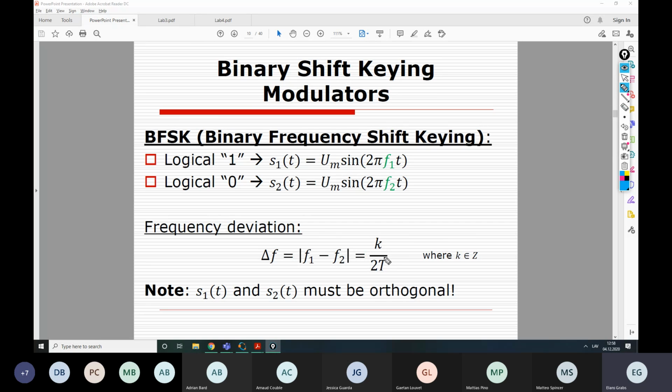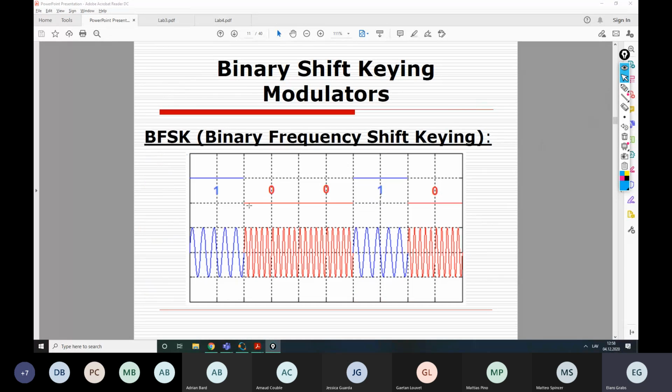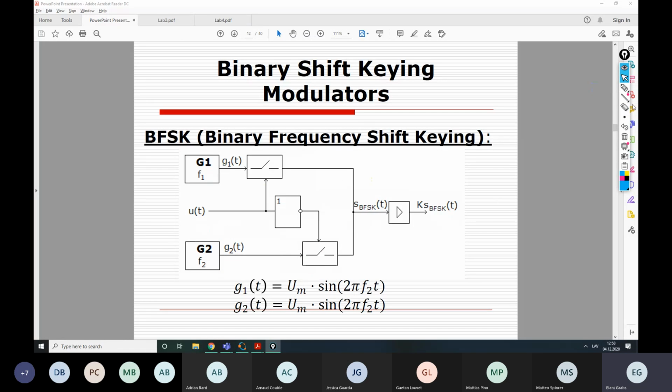But it would be just as orthogonal for any integer value k as for the one which has been selected for this plot, right? So as long as the k is an integer number, we are doing fine. So the generation itself now includes two switches and two generators. Obviously, we need one generator to generate the F1 frequency and another generator to generate the signal with frequency F2.